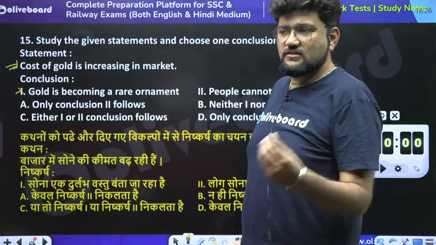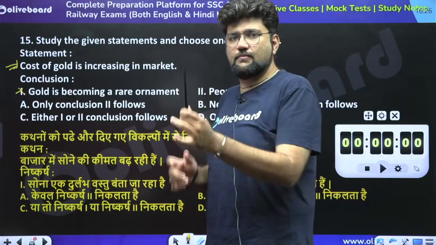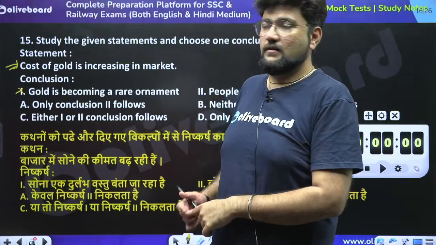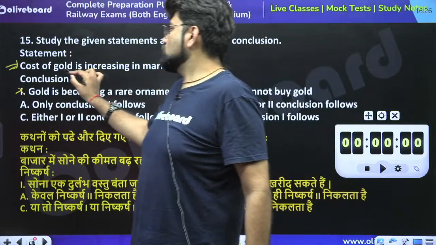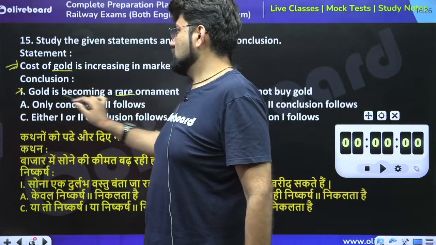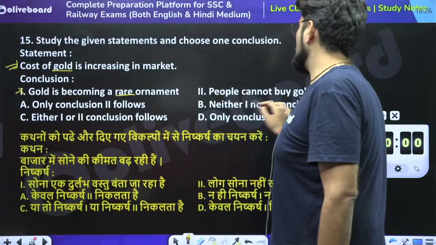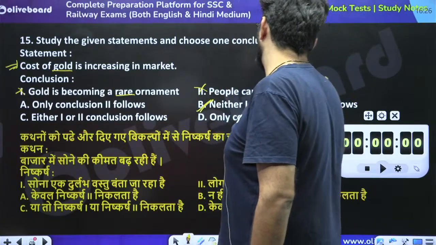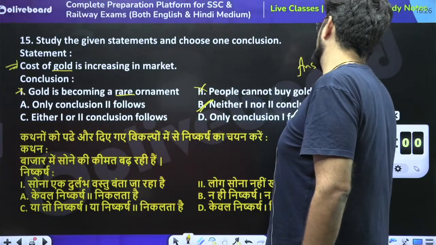I can just increase the price of anything. Maybe I can increase the price of this marker. That does not make it rare. So you are getting confused with the word rare because of gold here. So this is an incorrect conclusion. People cannot buy gold, incorrect conclusion. So neither 1 nor 2, option B is the correct answer.